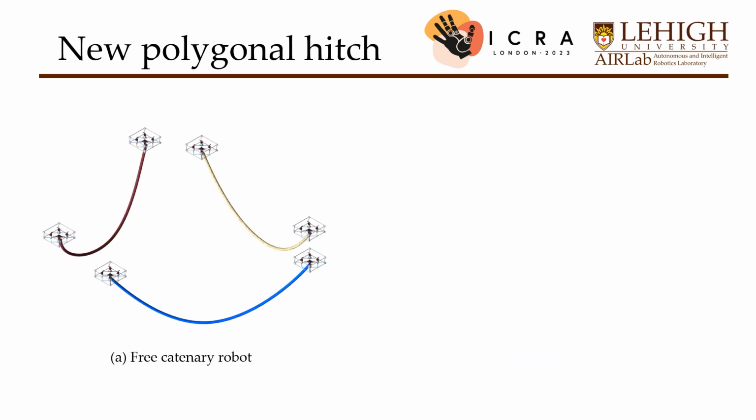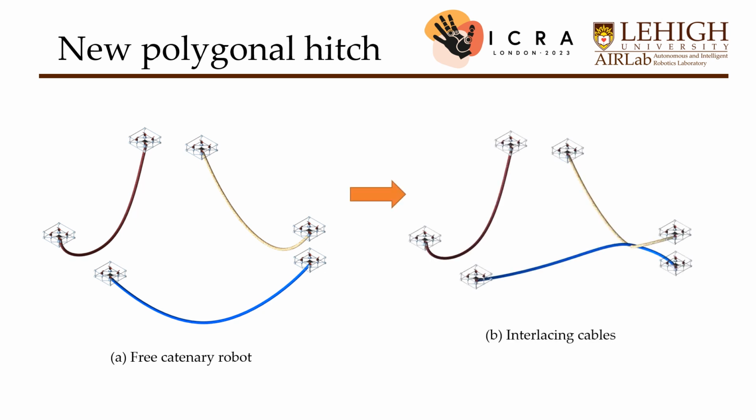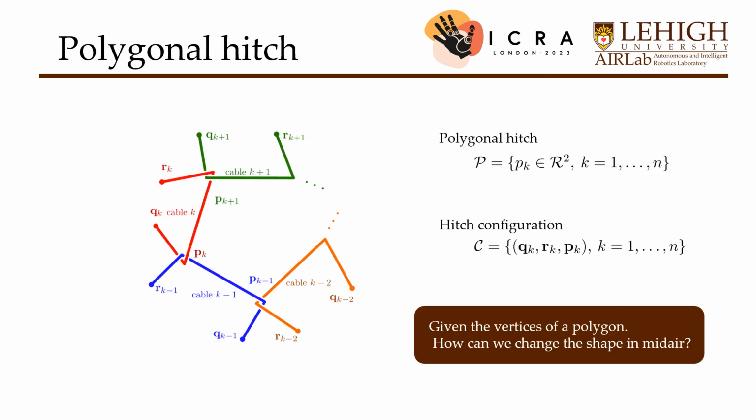Now consider a team of catenary robots, where each robot is composed of two quadcopters attached to the ends of a flexible, not stretchable cable. The catenary robots can interlace their cables by passing along each other. We want to use n catenary robots to interlace their cables and form a hitch with the shape of the polygon P. The configuration of the polygonal hitch is determined by the location of the quadrotors Qk and Rk and the vertices of the polygon Pk.